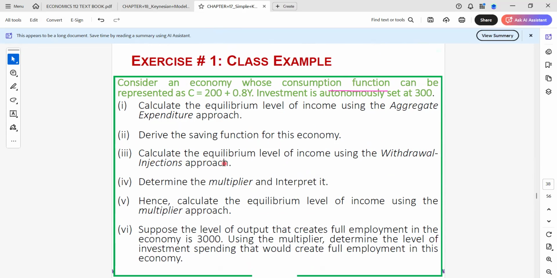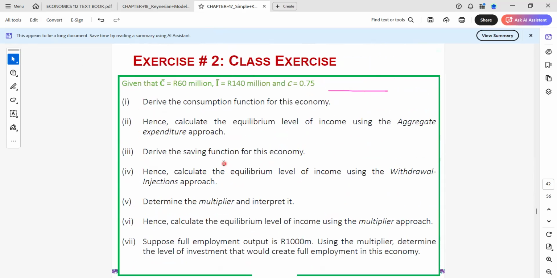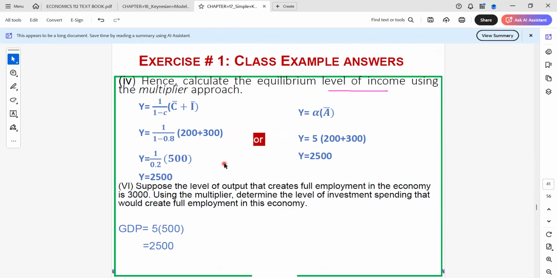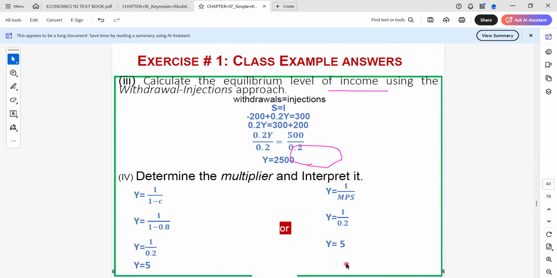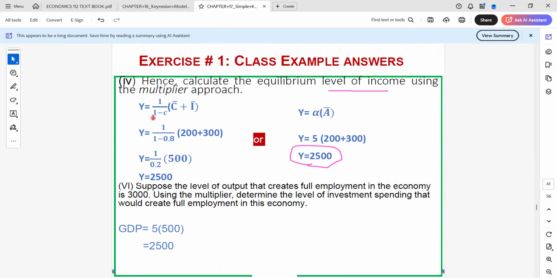Okay, we're just going to use the space here. The equilibrium level of income is this one. They've already calculated it for us. And then we're also going to need the multiplier for this. So the multiplier is 5. Let's just assume we've calculated all of this. So the multiplier is equal to 5.